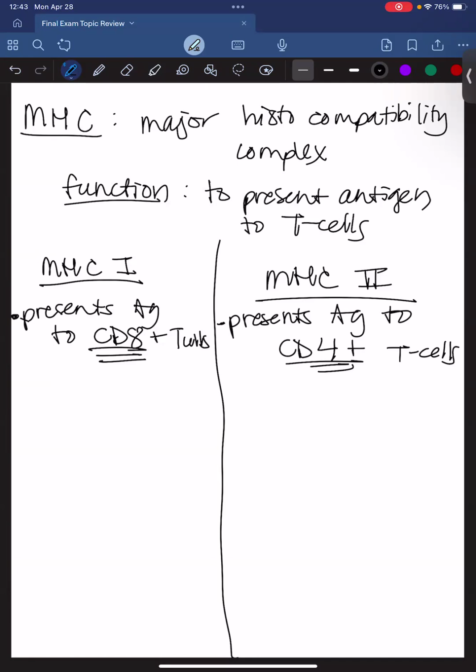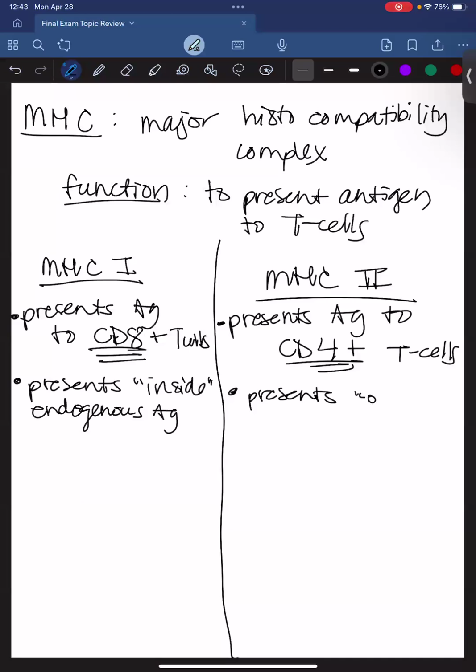All right, so here are some characteristics we can use to compare these. What type of antigen does MHC1 present? Inside, or endogenous, antigen, whereas MHC2 presents outside, exogenous antigen. So MHC1 always presents inside antigen, and only to CD8 positive T cells. CD8 is the marker on the CD8 positive T cell that recognizes MHC1 is presenting it. CD4 is the marker on CD4 positive T cells that recognizes that MHC2 is presenting it.